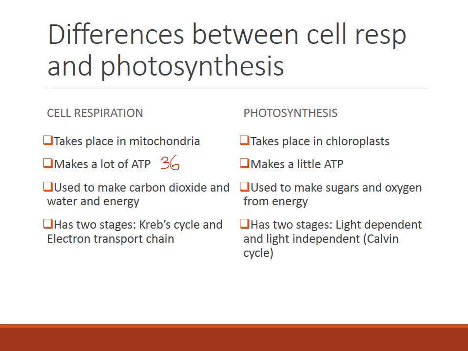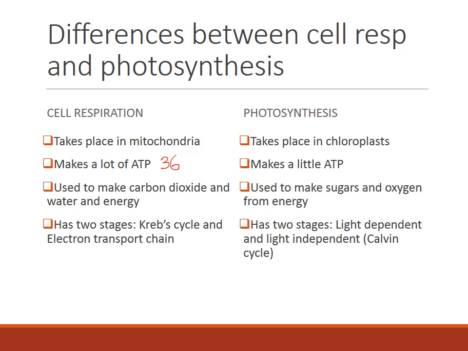Now, in photosynthesis, the process takes place in something called a chloroplast. Chloroplasts are organelles called plastids, and they kind of act like a mitochondria. They're pretty unique in the sense that they absorb sunlight, but they do act like mitochondria in the sense that they generate energy inside of cells.